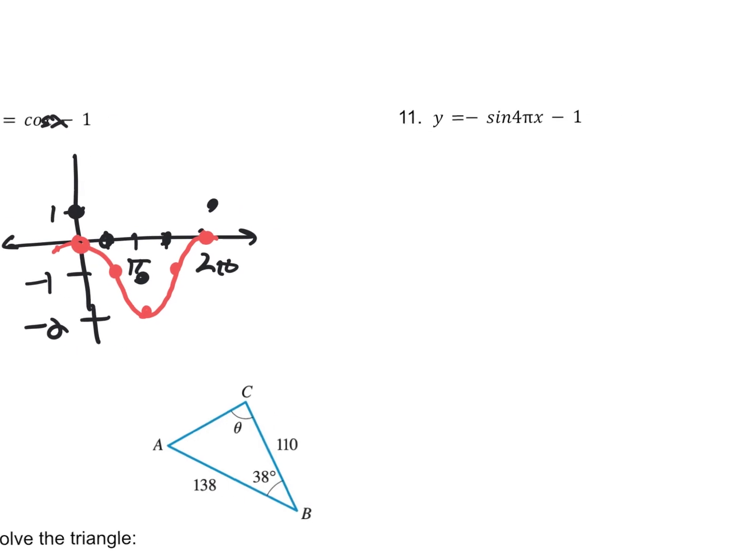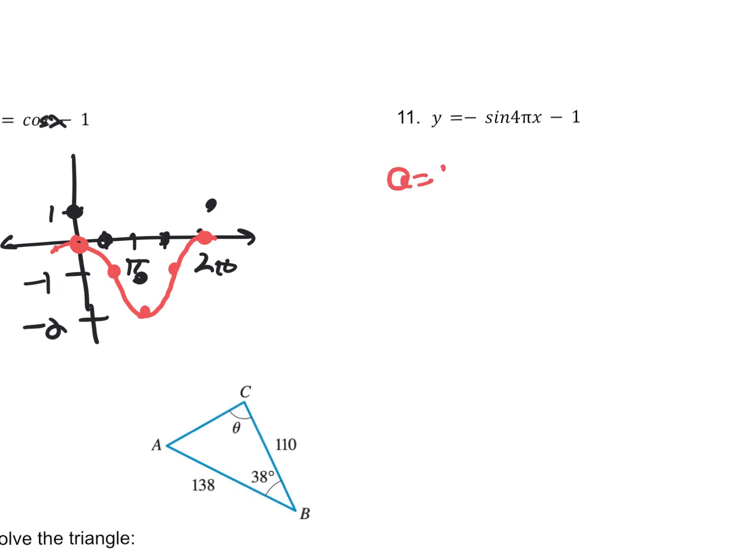And 11. That one's got all kinds of stuff in it. Let's see. It's got a negative in the front. Amplitude is still 1, by the way. Amplitude is actually the absolute value of the number in the front. The period would be 2 pi divided by 4 pi, which is just 1/2. And don't forget it's been shifted down 1.